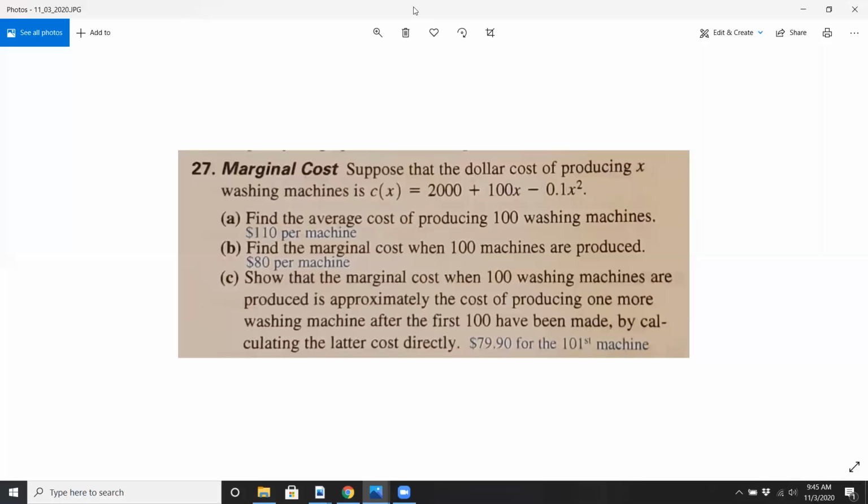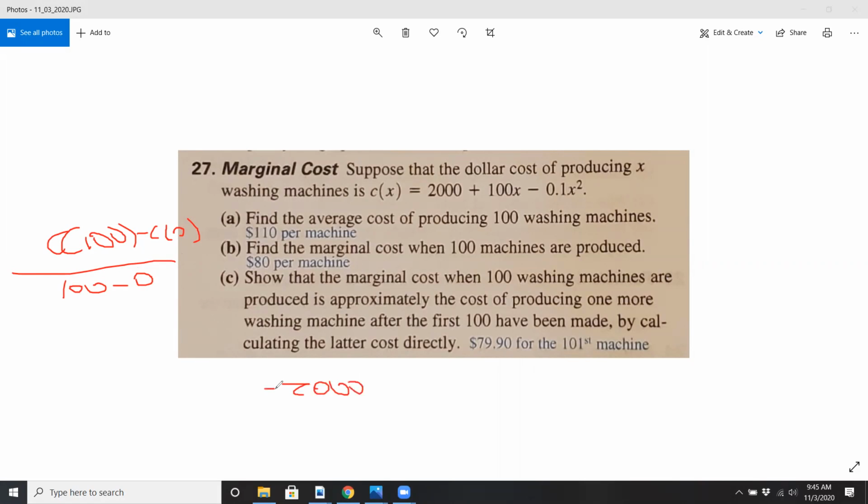When you're doing that, what you're doing is C of 100 minus C of 0 over 100 minus 0. It's an average rate of change, going from 0 to 100 washing machines. If you don't produce anything, that's $2,000. So it means that you're spending $2,000 just for keeping the factory open, because you're producing washing machines. Maybe that could be rent or utilities or whatnot.